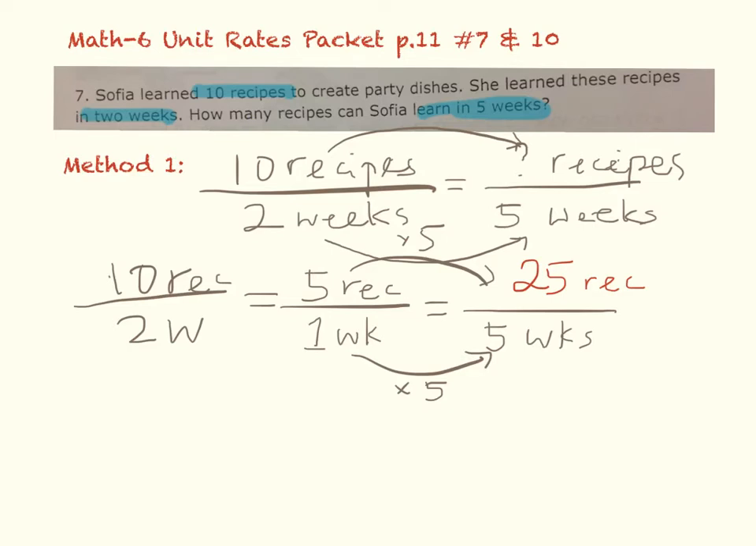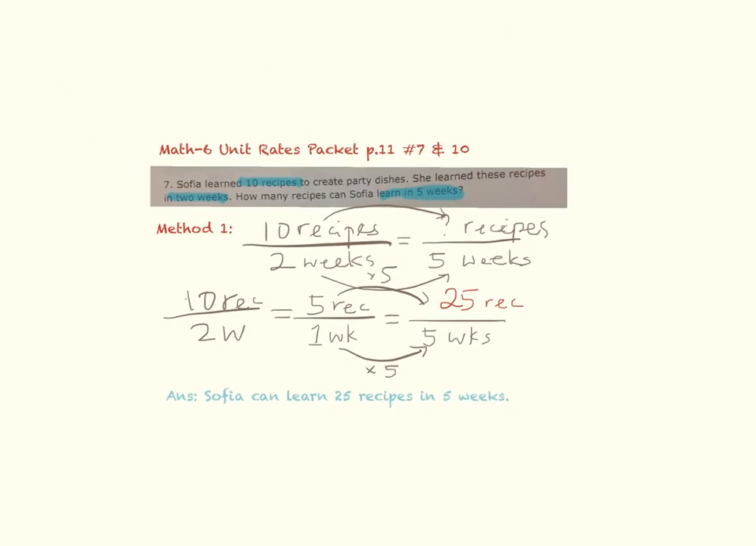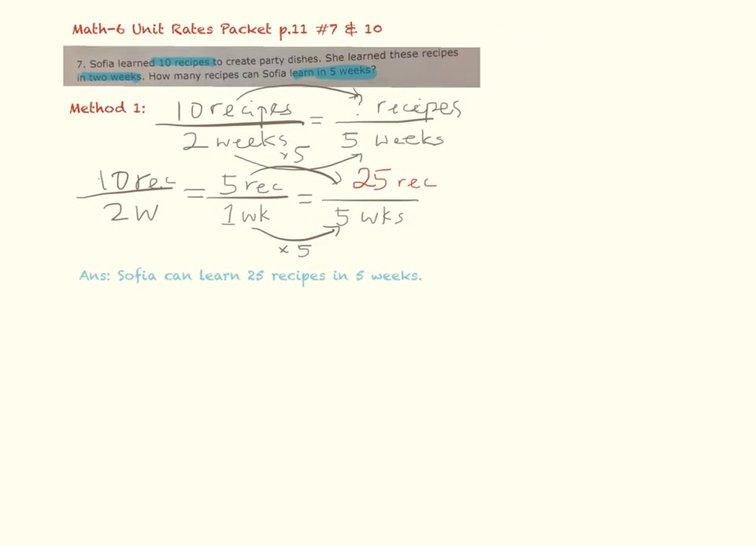Okay, so you still have to answer the question. So the answer: Sophia can learn 25 recipes in 5 weeks. Okay, so now let's talk about the next method that is more like mental math. That's what I mentioned earlier.